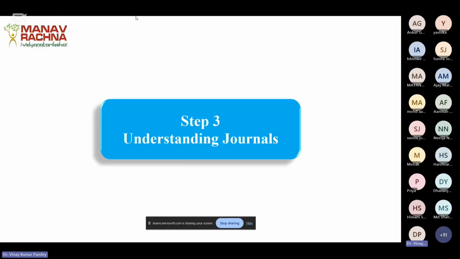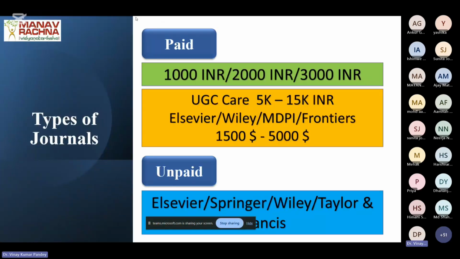Understanding journals. There are two types of journals, but I have classified them in only two ways, because generally there are some misconceptions about journals: that if it is paid, it is not good, and if it is unpaid, it is good. So there are lots of discrepancies, I would say. There are two types of paid journals. First, if you are paying 1,000, 2,000, 3,000, 10,000 rupees and publishing your papers, it is actually of no use, I would suggest.